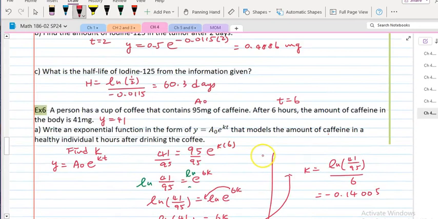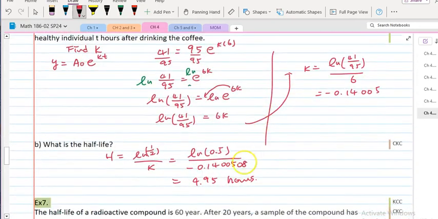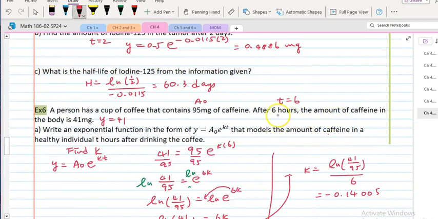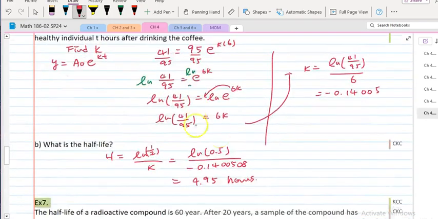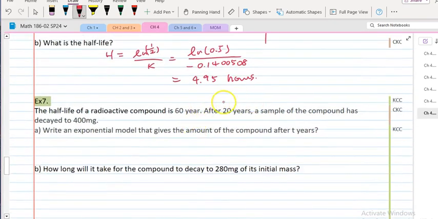I think caffeine's half-life is more than that. Maybe this, after 6 hours 41. This is decaying too fast. Well, okay. So this is how you do it.